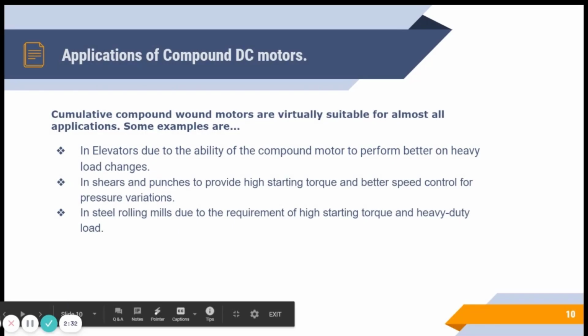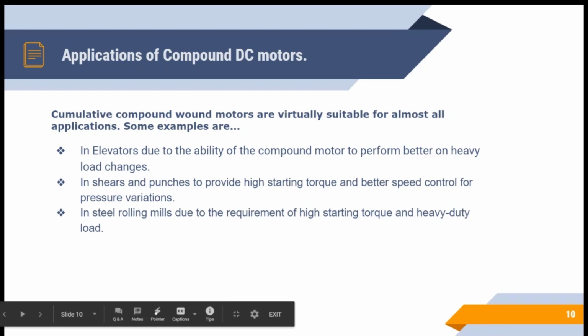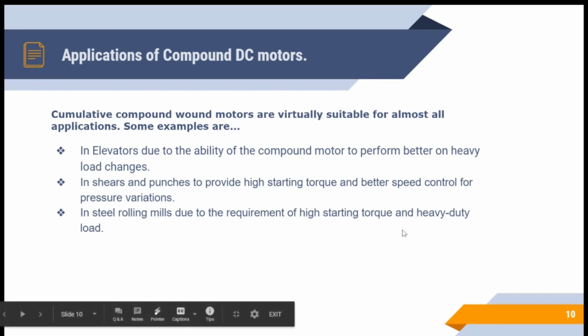Next we have the application of compound DC motors. Almost all applications. That's because they have the good qualities of both series and parallel wound DC motors. So some of the applications are in elevators due to the reasons mentioned in this slide. Elevators, shears and punches, steel rolling mills, and many other applications. Virtually can be applied everywhere.